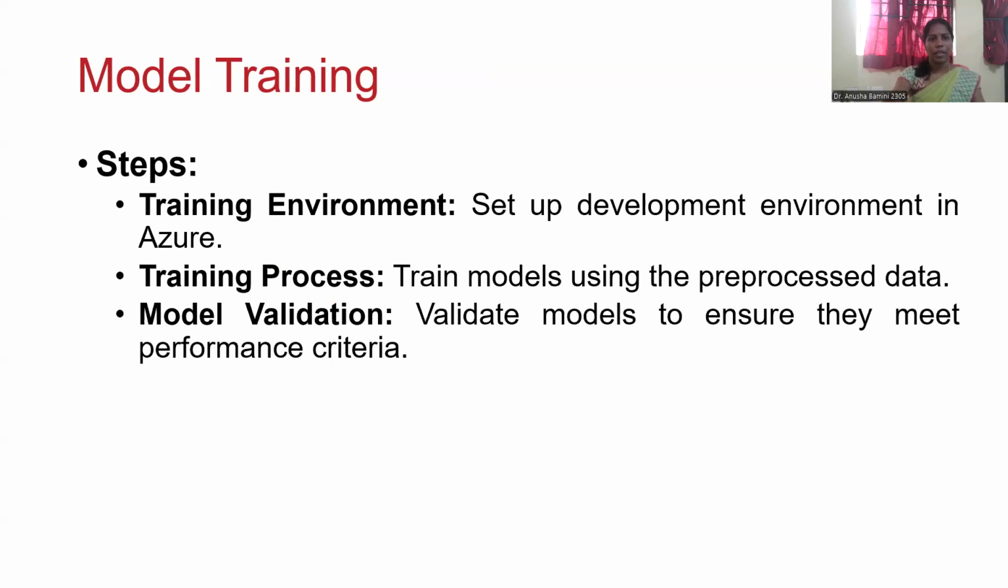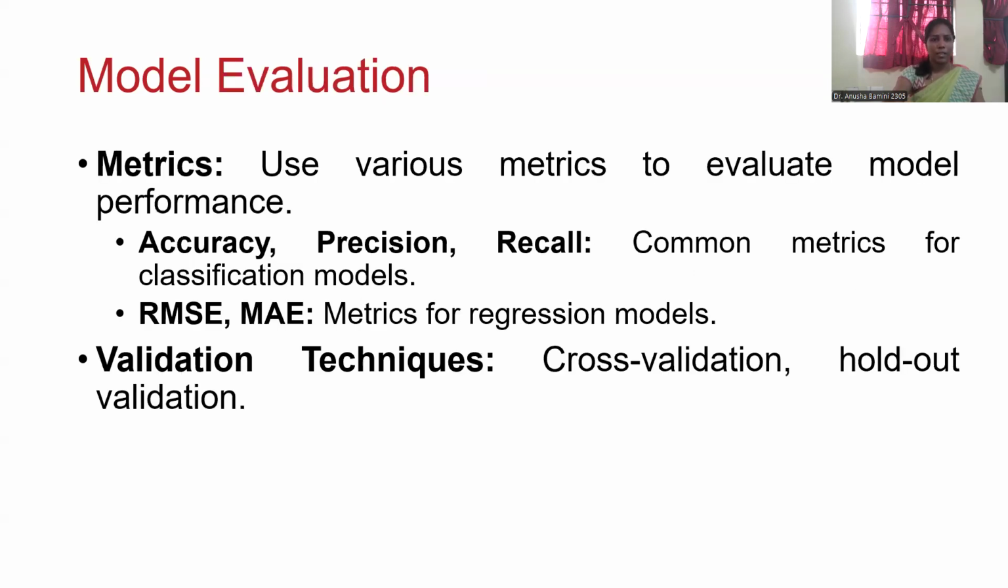So the model training is done in the training environment. The training process is done with the pre-processed data, and the particular model is evaluated with various performance metrics. In the performance metrics, we can divide them into two types. The metrics used for a classification model are accuracy, precision, and recall. Metrics used in a regression model are RMSE and MAE, which means mean square error. In the validation technique, we are using cross validation and holdout validation.